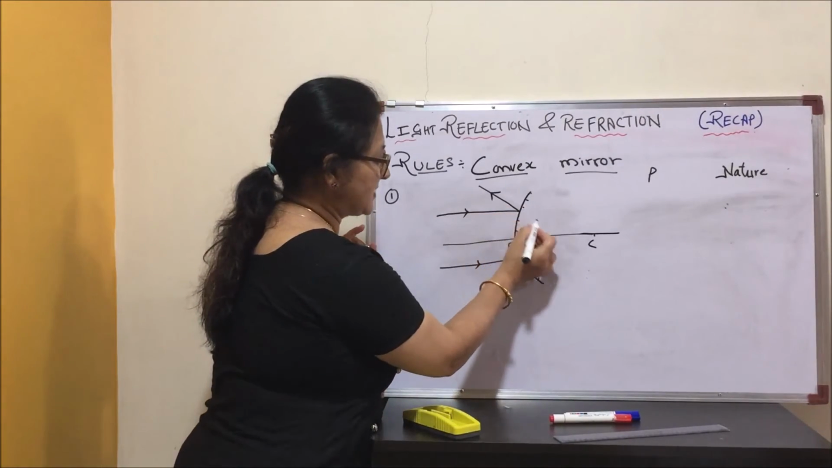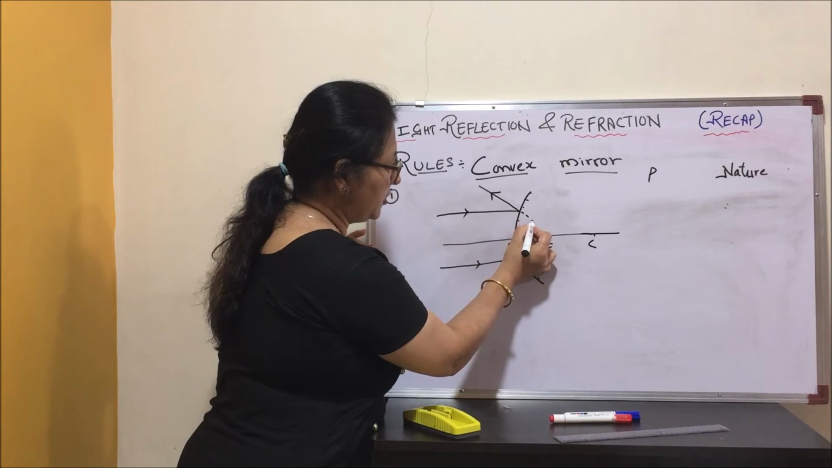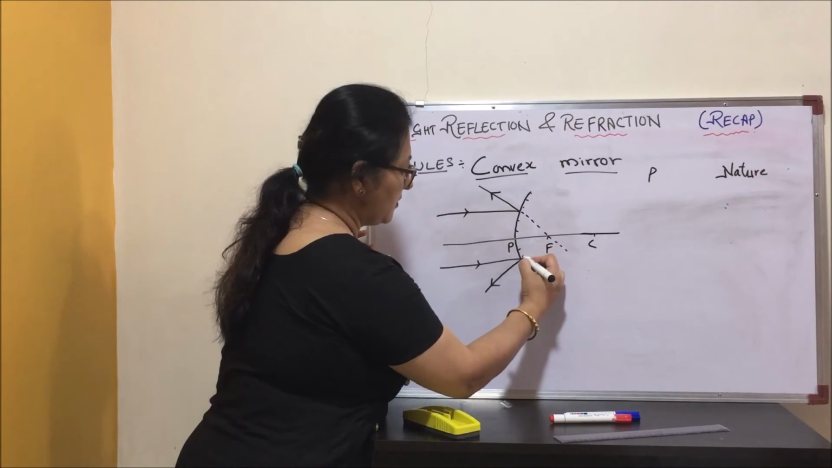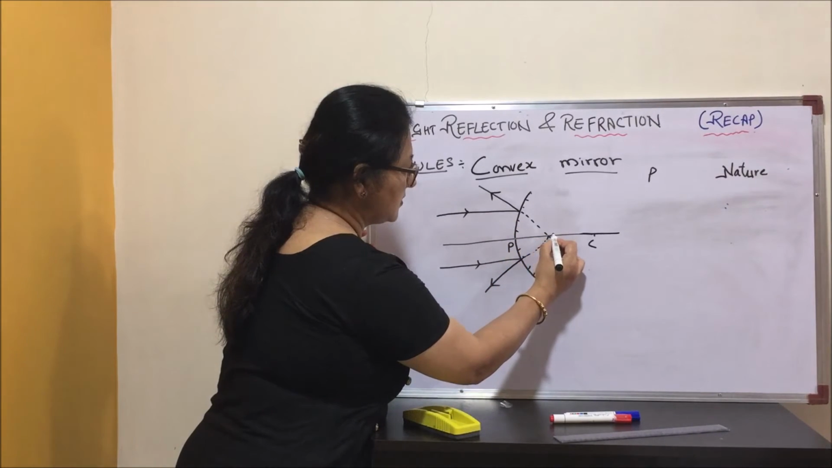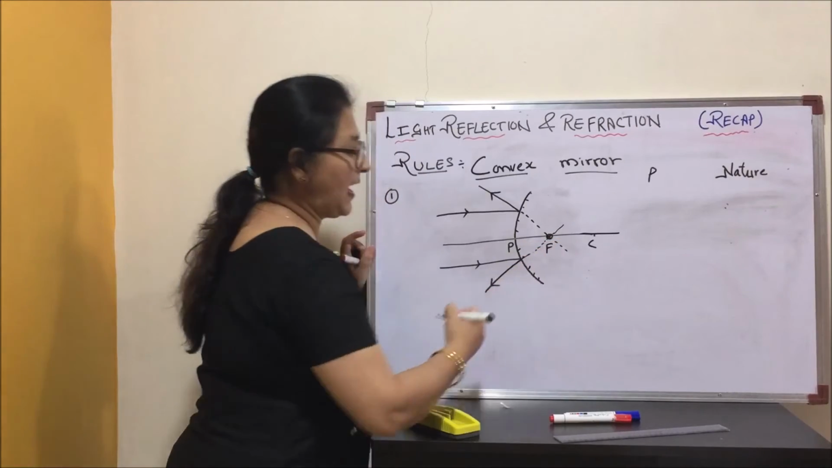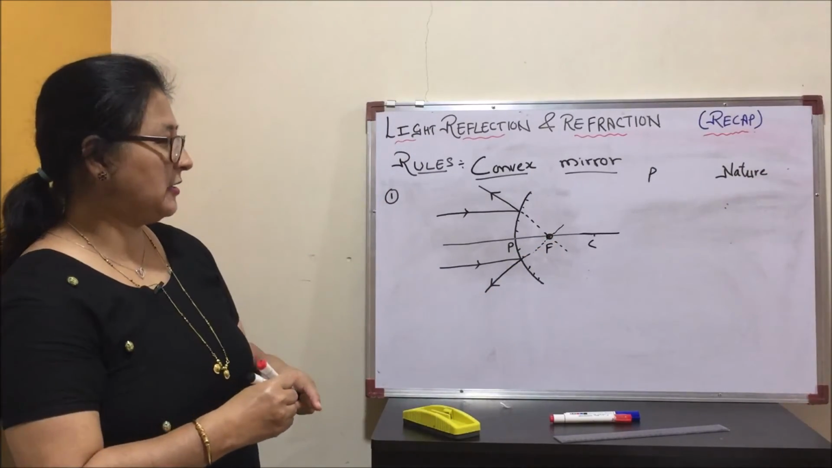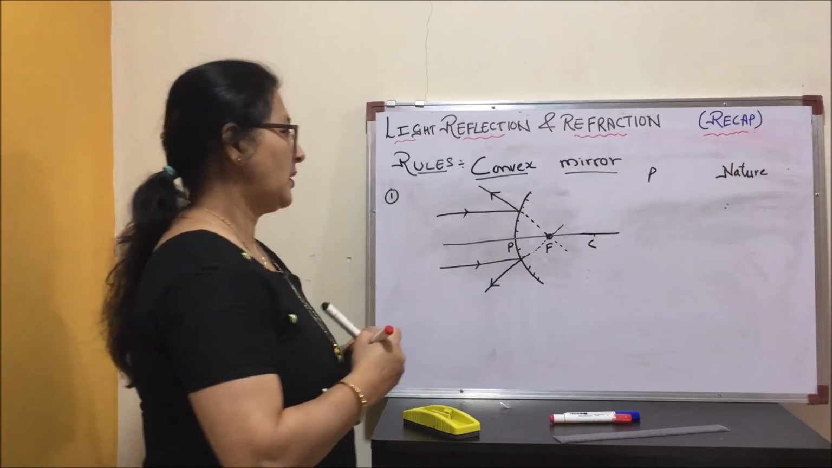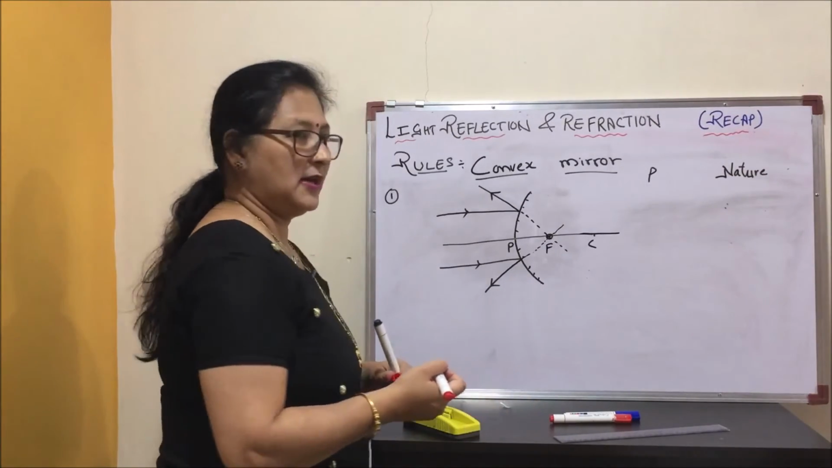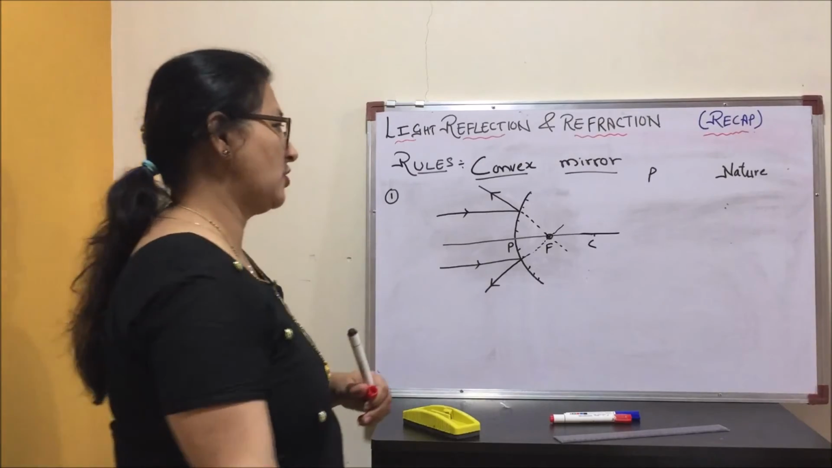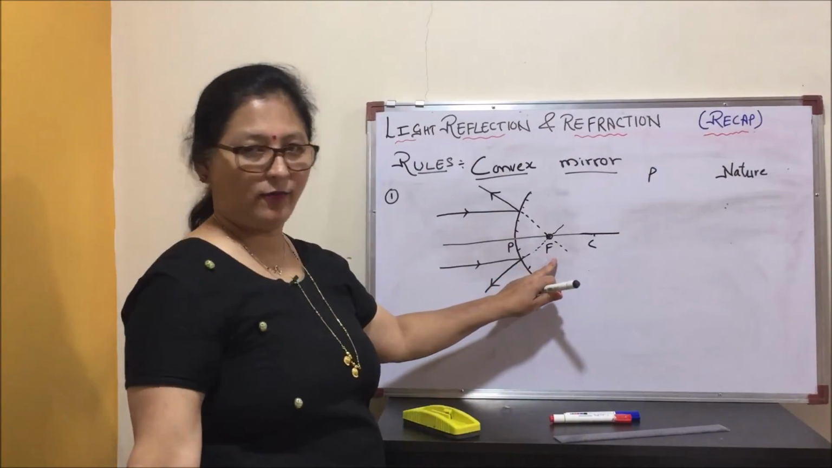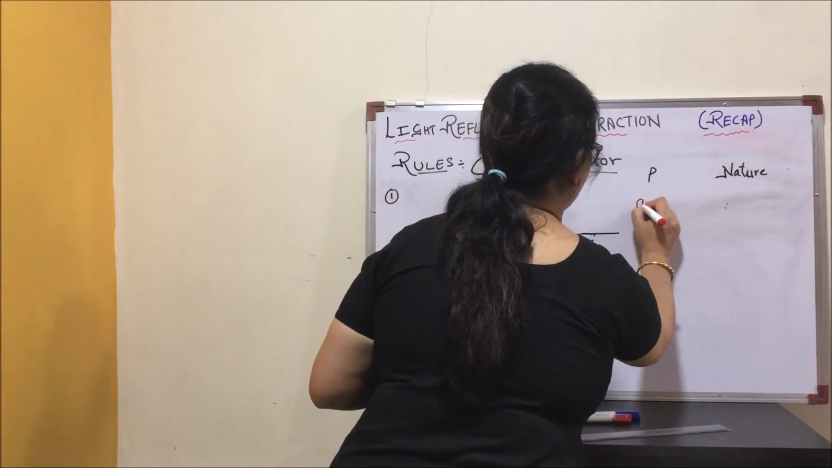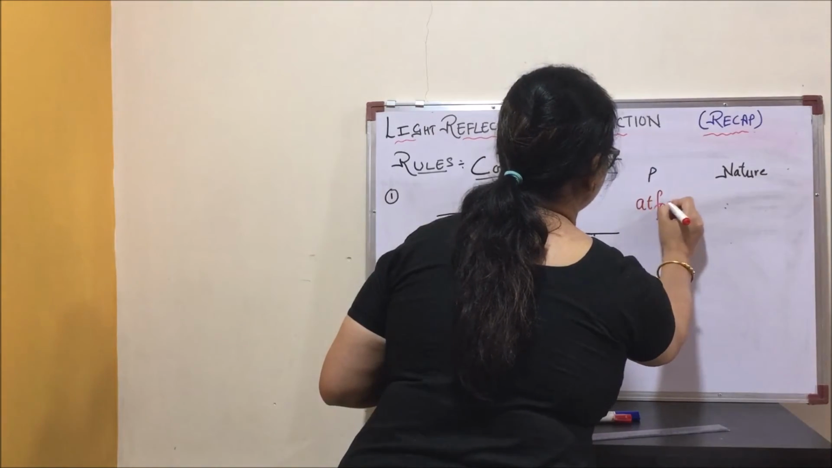So let me extend or produce this ray backward, right? Yes. Over here the image is formed at focus. Now you can see the image is a point size image, but don't write point size image. Okay, so let's write about the position and the nature of an image. Position is at focus. So you can write at focus.